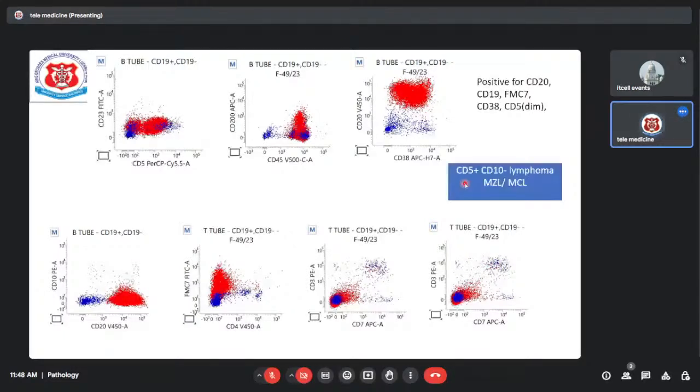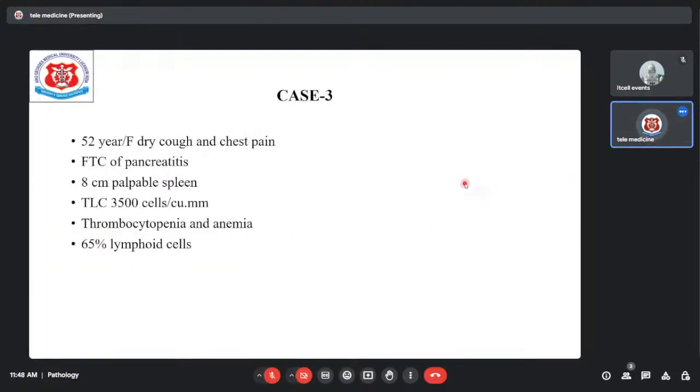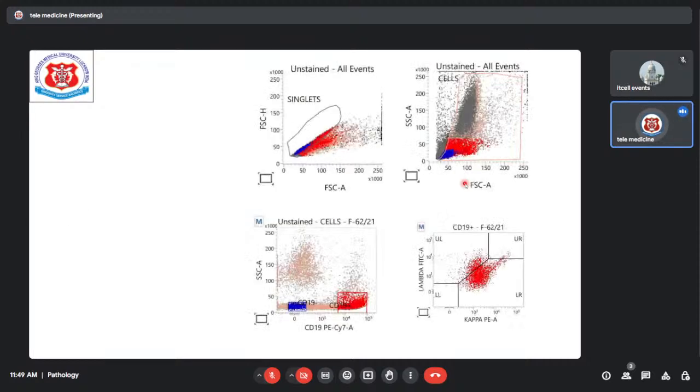ठीक है. This is case 3, 52-year female with dry cough and chest pain. Follow-up case of pancreatitis with 8 centimeter palpable spleen. With this patient, there is a low TLC, and in fact there is pancytopenia, and most of the cells are lymphoid cells here. Certain lymphomas do present with pancytopenia, and you must know about them.